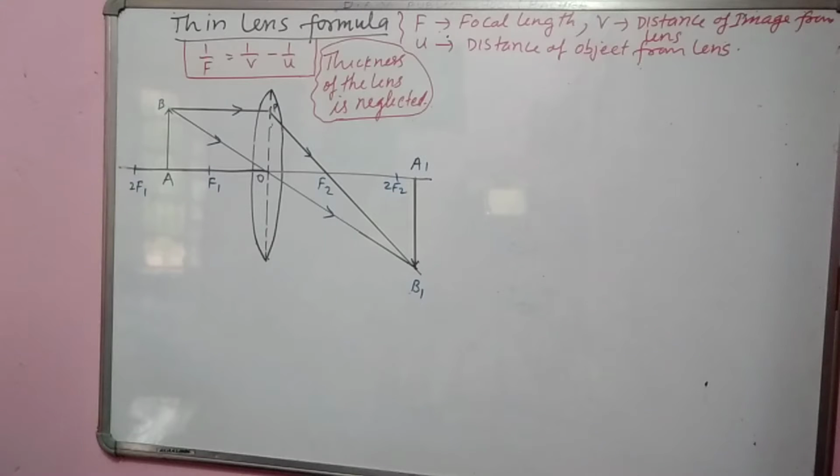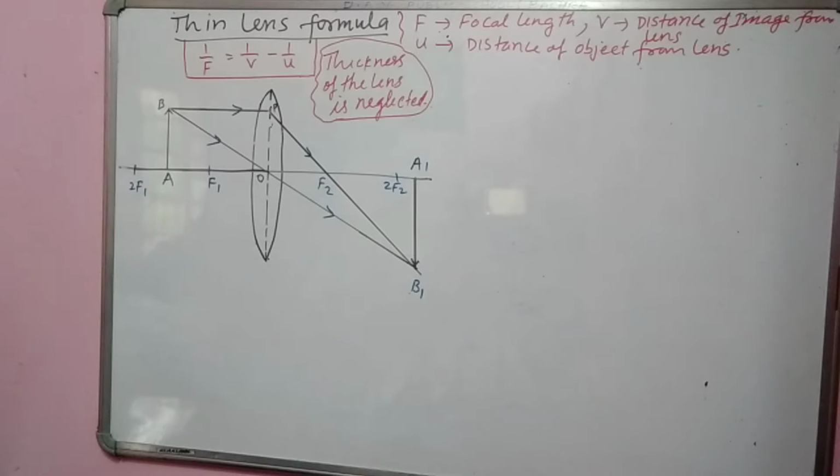My dear student, today I am going to teach you the thin lens formula. The thin lens formula is the relationship amongst focal length, object distance and image distance. Why is it thin lens? Because the thickness of the lens is not taken into consideration.